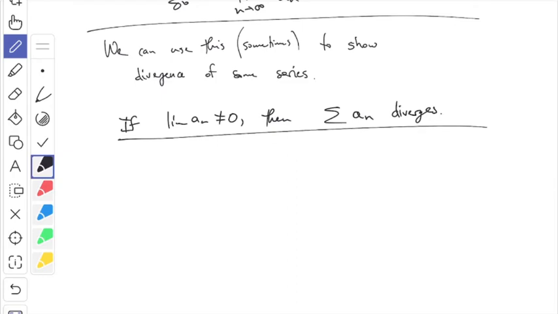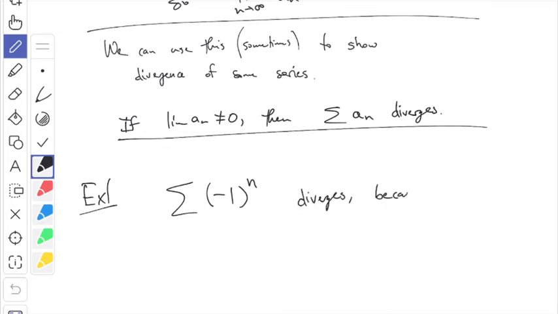Anyway, some examples to show various things diverge. For example, how about this? The sum of (-1)^n. We've already talked about this example, but you can see immediately that this diverges because the individual terms do not approach 0, right? Because (-1)^n, if I were to write those terms out, looks like -1, 1, -1, 1, etc. This does not go to 0, right? And if the limit of the terms is not 0, then the series definitely diverges. So this is a very easy way to show that the sum of (-1)^n diverges.